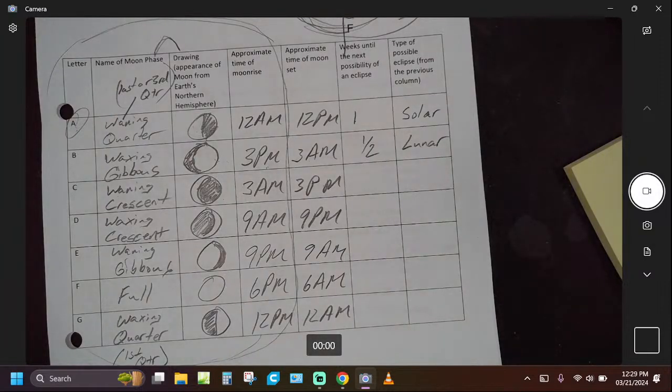And I realize the one thing I've left out of this packet is why we don't have 2 eclipses every month. I kind of make it look like every month we should have 2 eclipses. But there's a reason we don't, and we'll talk about it later.